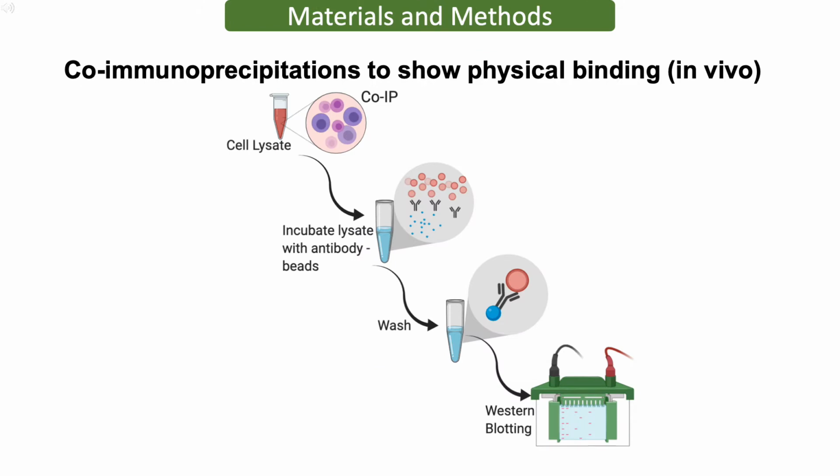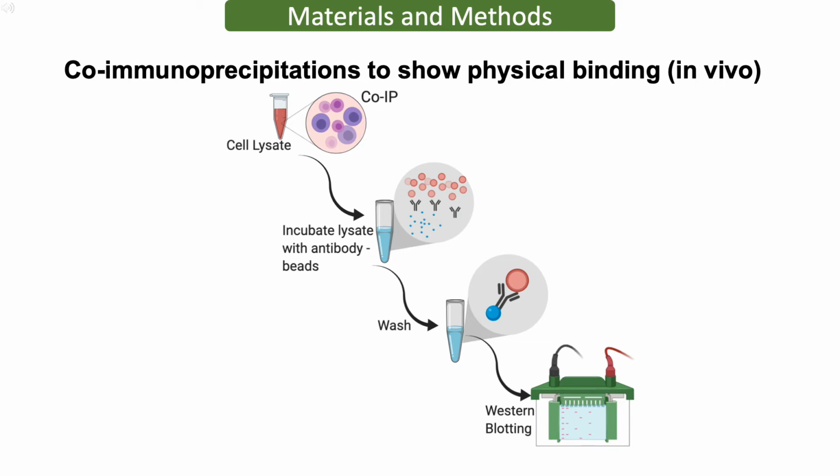So in order to show that there was a physical binding between t-shirt and CtBP in vivo, I used co-immunoprecipitations. These start with a cell lysate, and my lysate consisted of about 150 Drosophila eye discs. So yes, I did have to dissect these larvae, remove both their eye discs, and get them in this lysate.